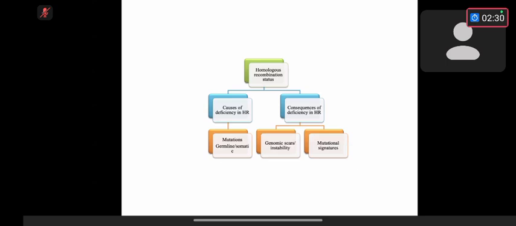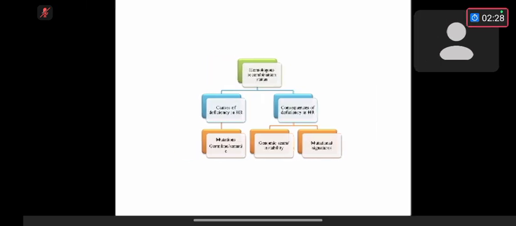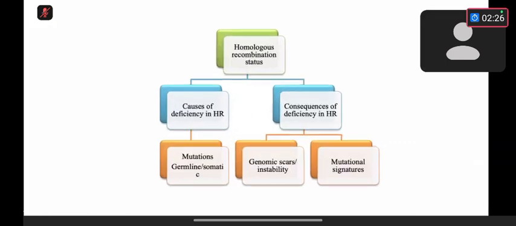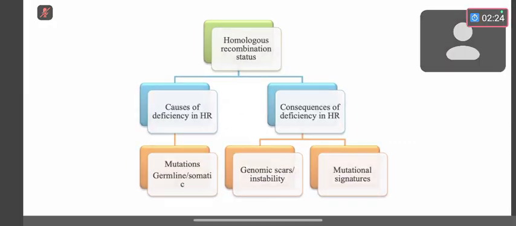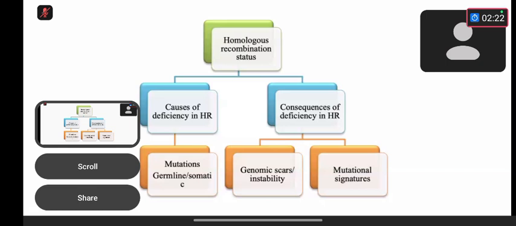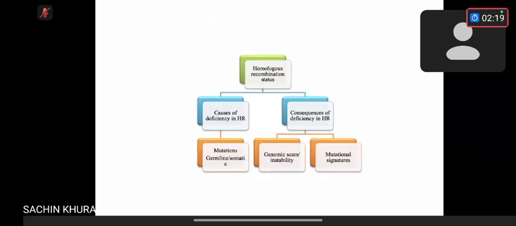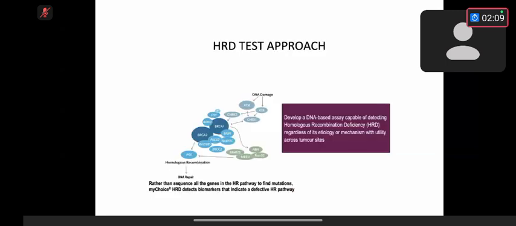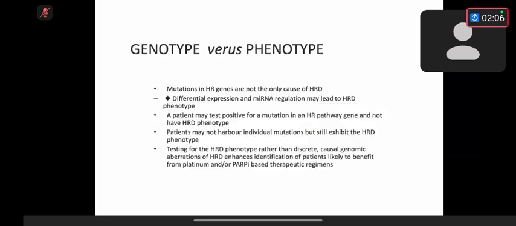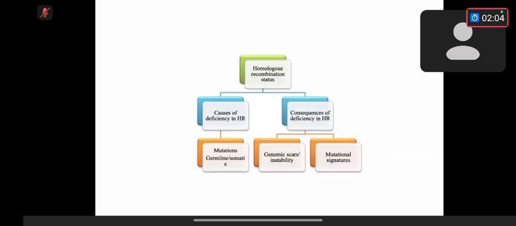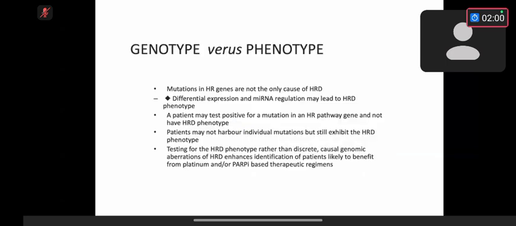So again, now homologous recombination status is actually made of two things. One is the cause of the deficiency and the other is a consequence. For us, important is the consequence. The cause can be either a mutation or it may be some epigenetic modification or anything. We need to see the consequence. And how do we see that consequence? By way of genomic scars or mutational signatures. I'll skip this. And so this consequence means what is the phenotype. We are not worried about the genotype. We are worried about the phenotype.